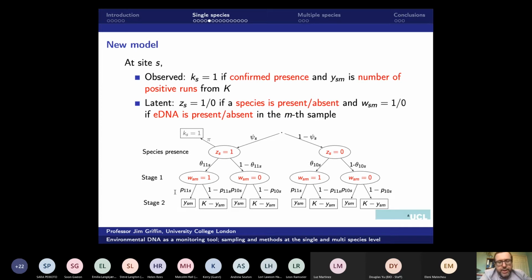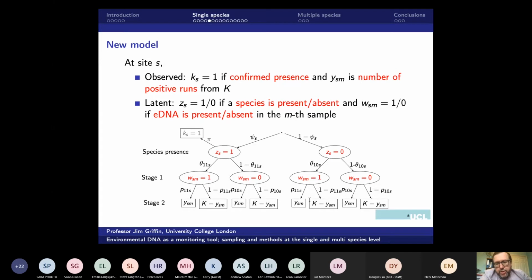And then we do the same thing for the lab stage. So given that we have eDNA in our sample, so that WSM is equal to 1, there's some probability that we'll record a positive PCR run. So that's P1,1S. If we don't have eDNA in our sample, so if we have WSM equals 0, then we've got some probability P1,0S of a false positive.